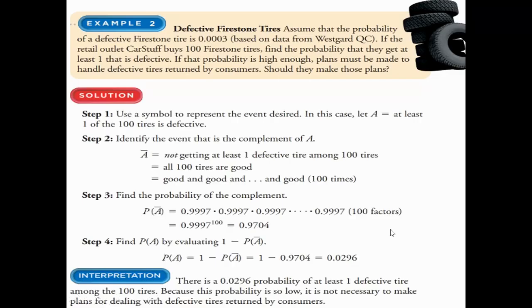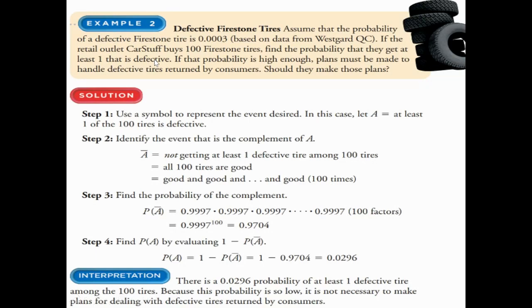Defective Firestone tires. Assume the probability of a defective tire is 0.0003. Well, already I'm thinking to myself, the probability of a defective one is 0.0003. The probability of getting a good tire must be 1 minus that, or 0.9997. It doesn't tell us that, but we're going to be smart enough to say, hey, if we know the probability of a defective one, chances are we need to know the probability of getting a good one. All right, so he says, find the probability that at least one of these 100 tires is defective.